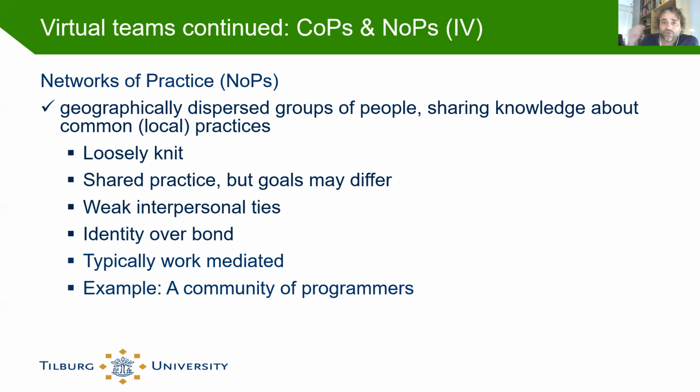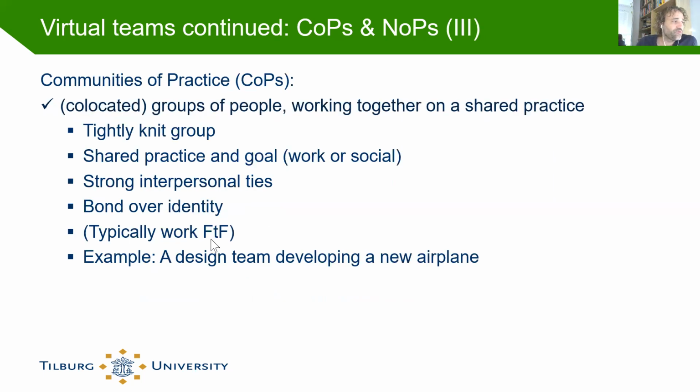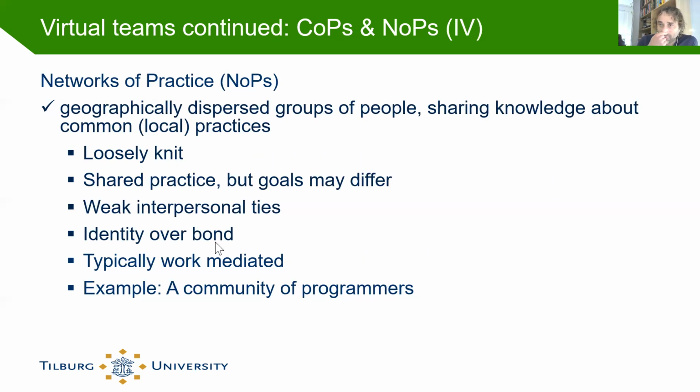Loosely knit and weak interpersonal bonds really go together. So it's weak interpersonal ties, and what is opposite, strong interpersonal ties, relates to the strong and weak ties I think we talked about in the previous lecture. So the strong ties are the people you know well, your friends, your colleagues, etc. And weak ties is the rest of the network. So your acquaintances, the colleagues you don't know so well, but also members of a network of practice. And your weak ties are by definition also loosely knit.